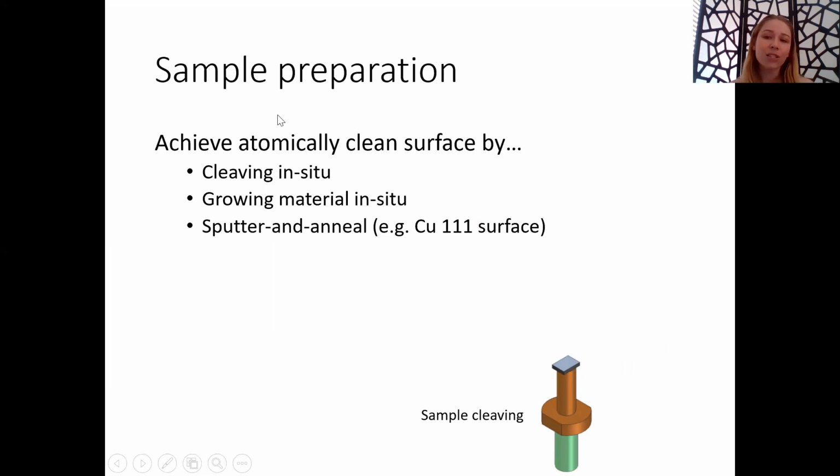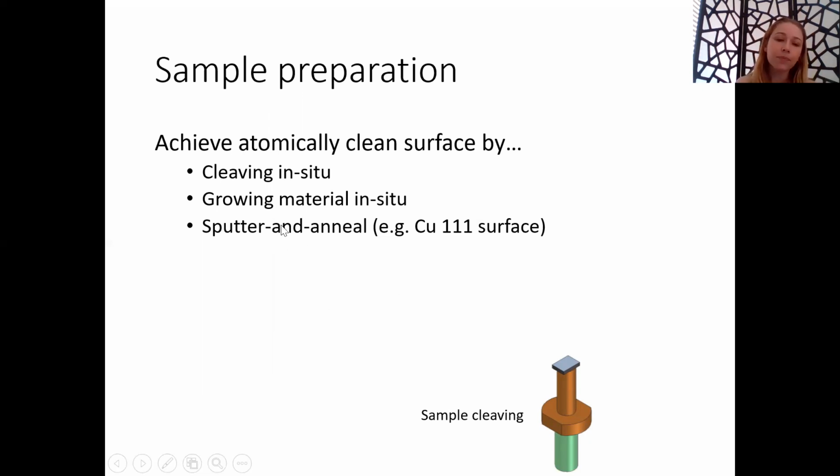Relating to this, there are some synchrotron end stations where there is glove box access, so you can achieve a clean surface via mechanical exfoliation. So that's one method. Another method is growing a material in situ. So you have some sort of molecular beam epitaxy or pulse laser deposition growth chamber that's attached to the ARPES chamber. You grow in the growth chamber, and then without breaking vacuum, you move into the ARPES chamber.